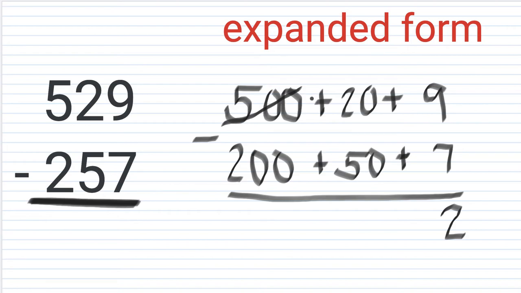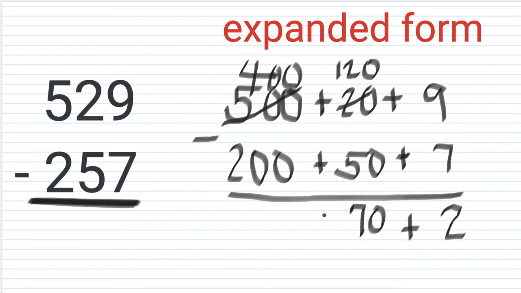Since you will get 100 from here, this becomes 400. And you have 100 additional here because you borrow 100 from 500. So this 20 plus 100 becomes 120. Okay, now let's have 120 minus 50. You will do the skip counting: 60, 70, 80, 90. So 120 minus 50 gives you 70.